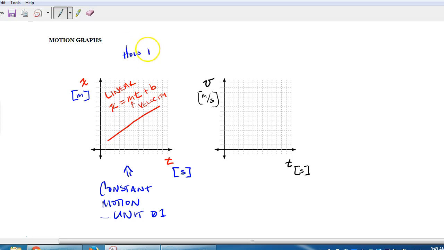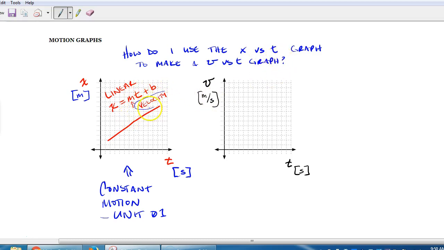Okay, so now how can I take the position versus time graph on the left and make it into a velocity versus time graph on the right? Well, if you remember, in a linear relationship, actually in any relationship, the slope of the line on a position versus time graph is going to tell you the velocity that the object has at any particular time. It just so happens that if the relationship is a line between x and t, then the slope doesn't change. And so we would say that the velocity is constant.